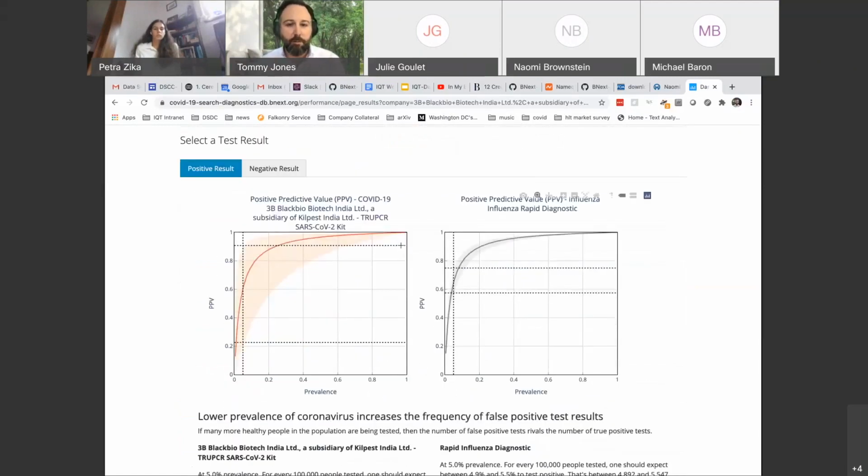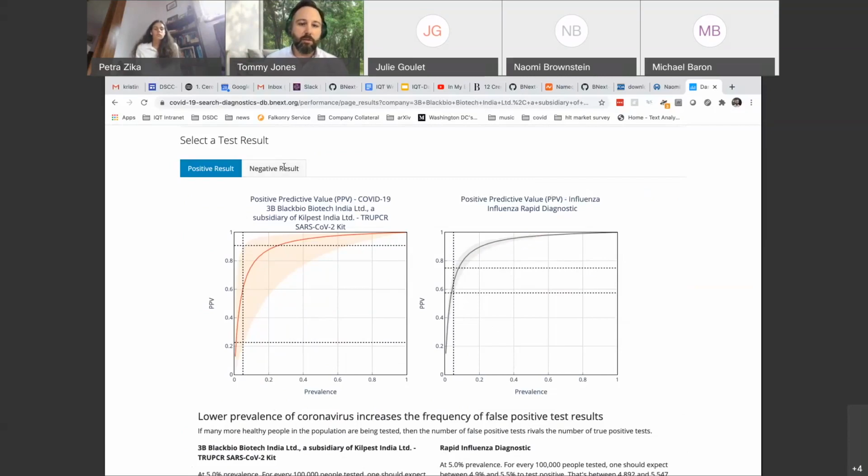On the left is that PPV chart for my coronavirus test. On the right, we've placed PPV for a rapid diagnostic for influenza. We did this because we wanted to provide a baseline. How well does this coronavirus test behave compared to a test that we use for a common disease that's in common use now? You can see the shape of the curves are the same. The confidence interval is a lot narrower on the flu test because there was a much bigger clinical trial done to validate its efficacy.